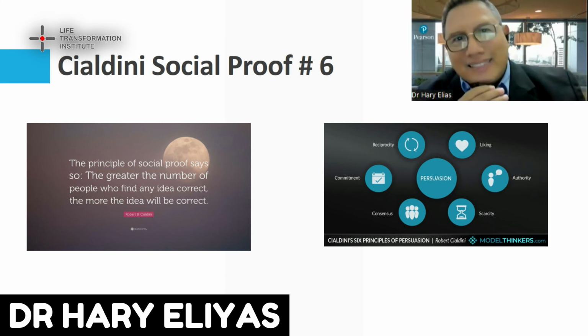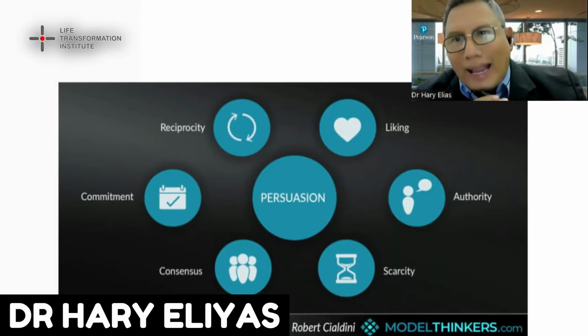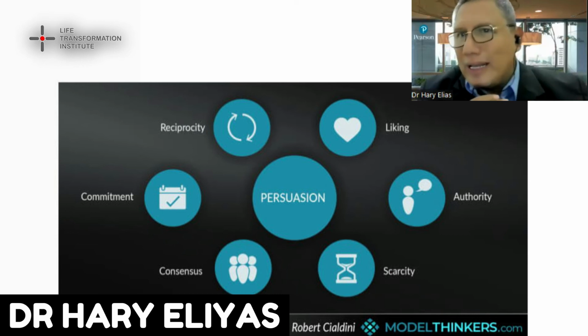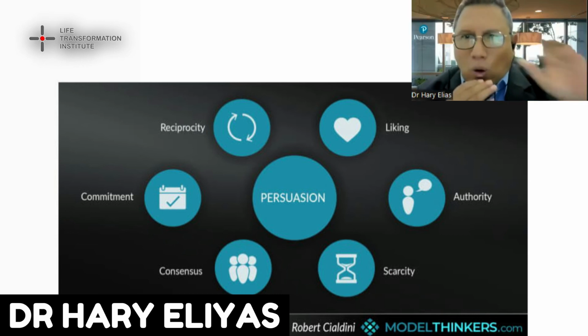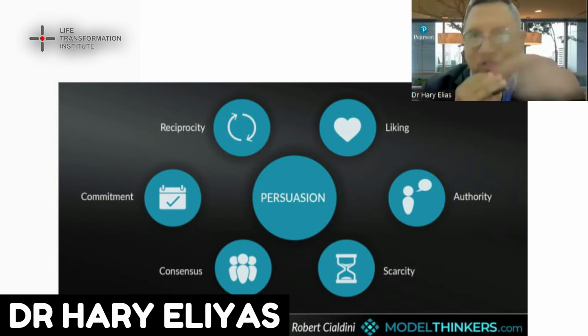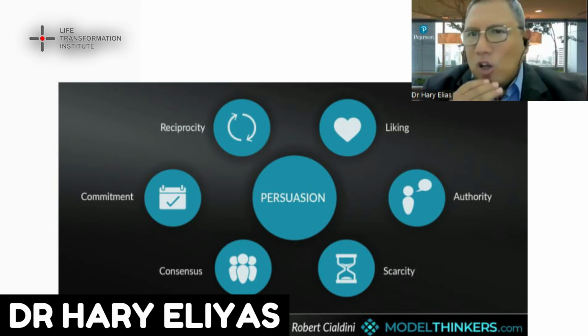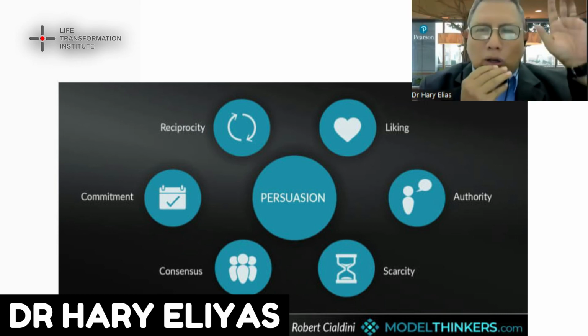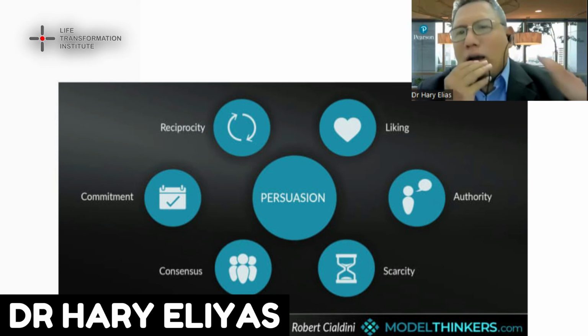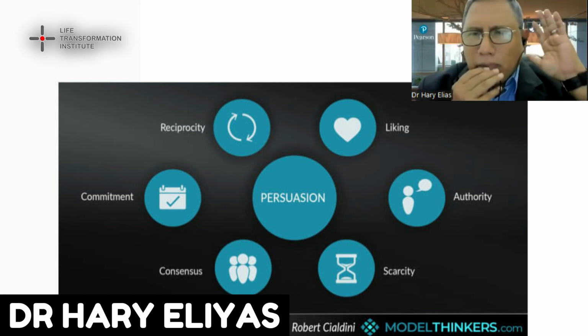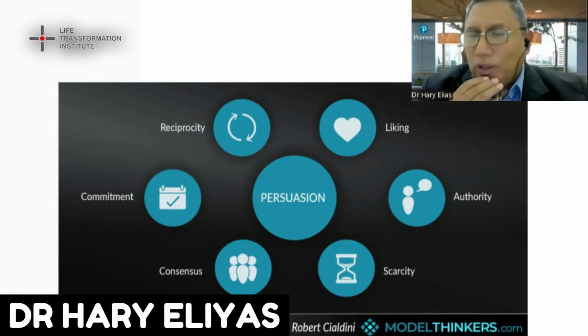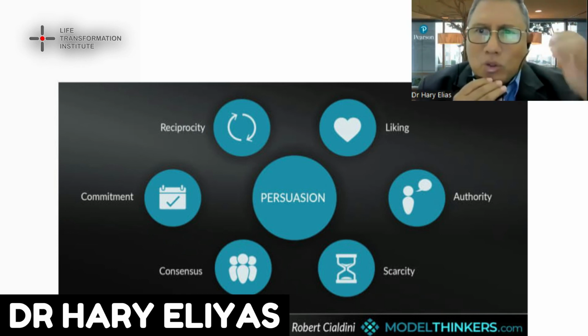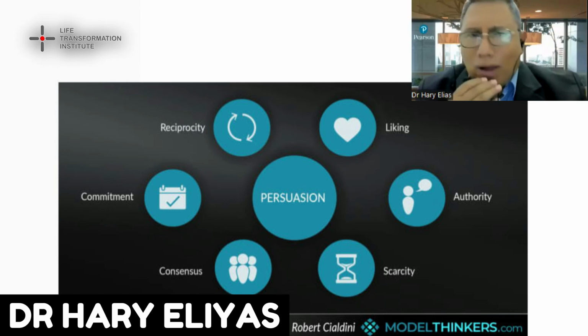So that's Cialdini's social proof. And it's the sixth way of actually persuading people. Persuading your audience that this is what everybody thinks. Bring lots of examples, bring lots of research, bring lots of anecdotal stories that show that what you want people to believe is the correct belief.